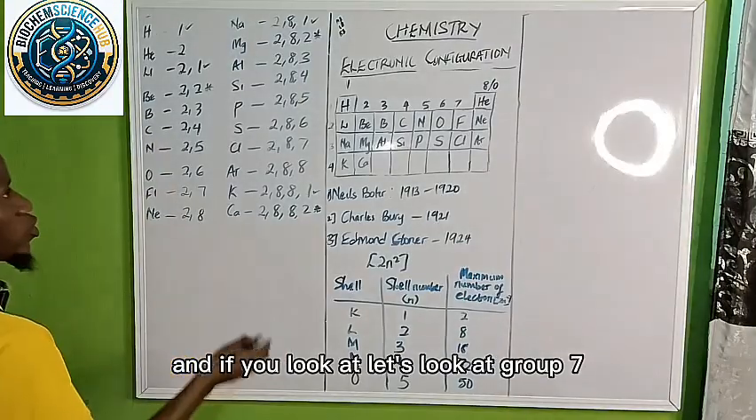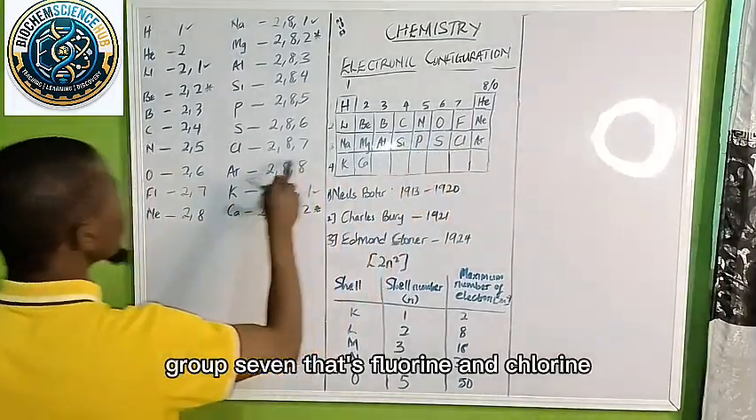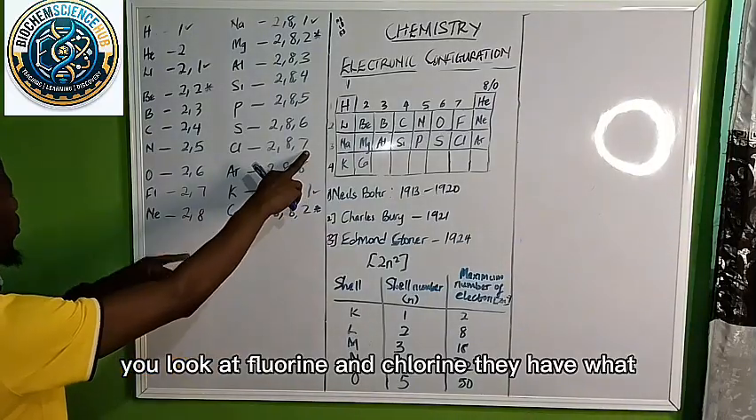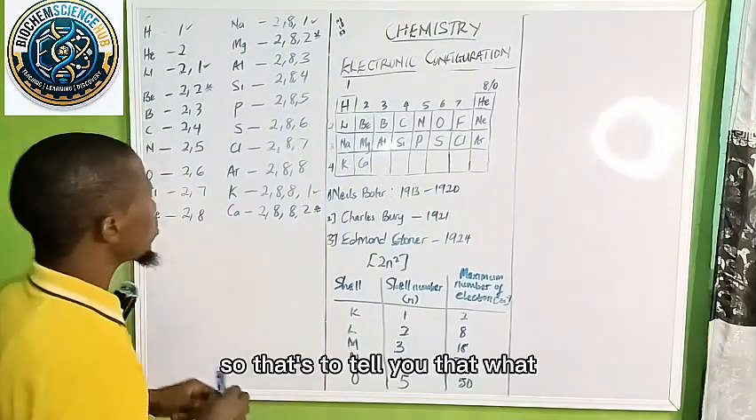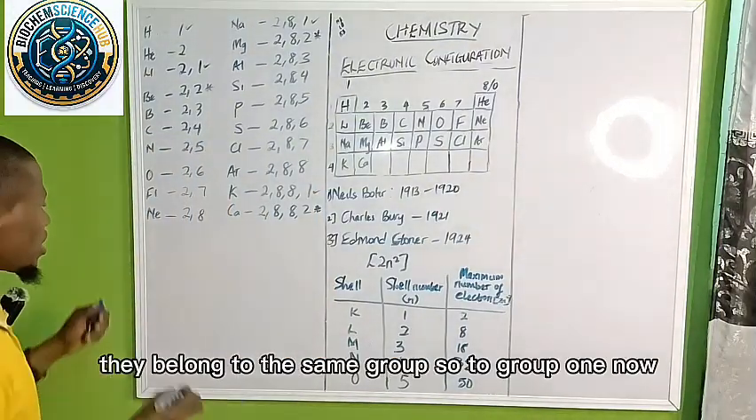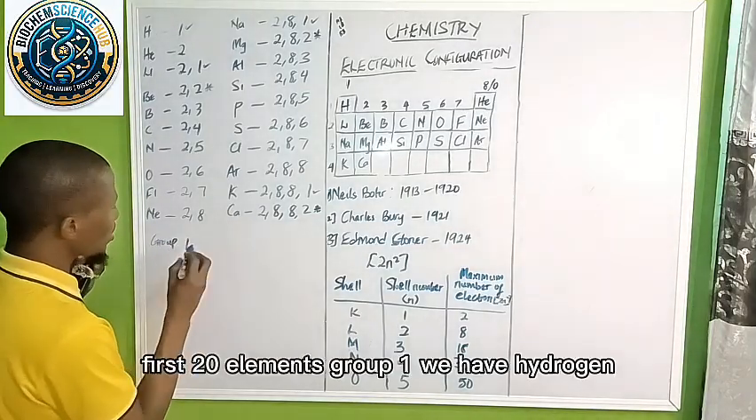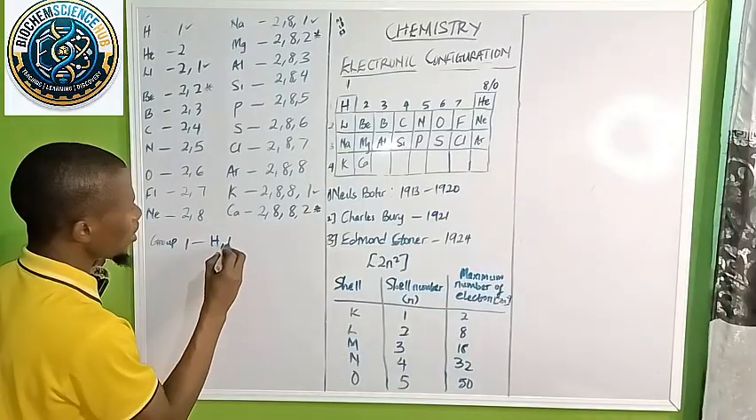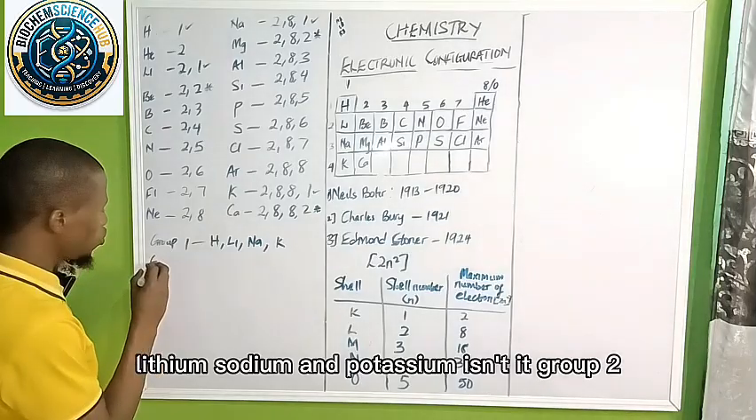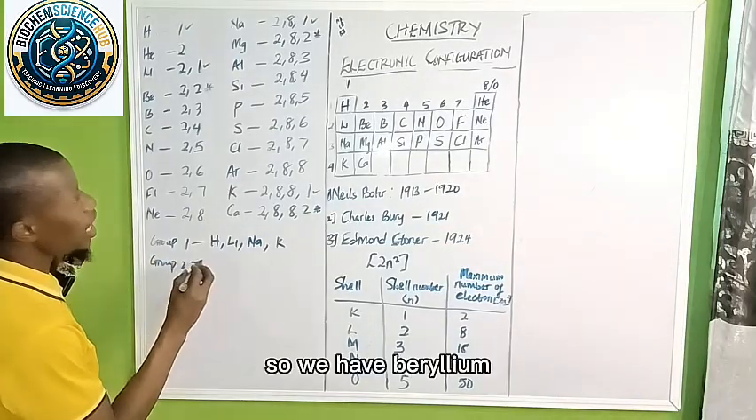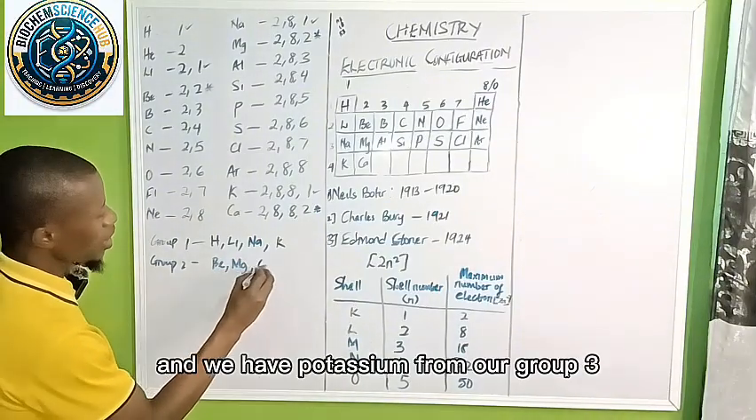And let's look at group 7. Group 7, that's fluorine and chlorine. You look at fluorine and chlorine, they have 7 in their outermost shell. So that's to tell you that they belong to the same group. So group 1 in our first 20 elements, we have hydrogen, lithium, sodium, and potassium. Group 2, we have beryllium, magnesium, and calcium.